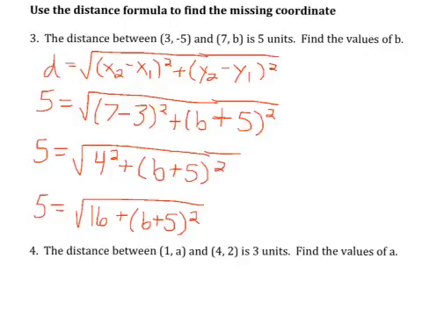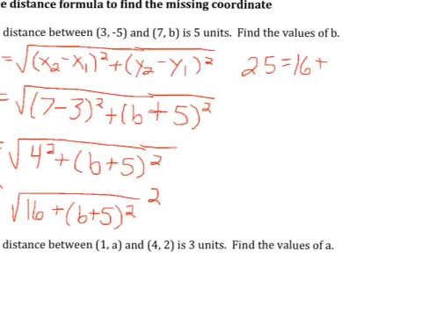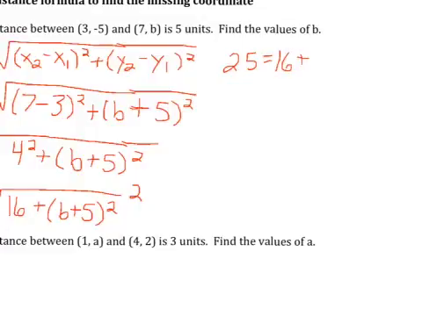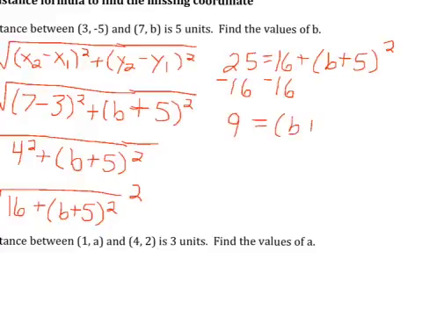All right, so now we need to solve for b. We need to isolate b. The first thing I'm going to do is square both sides to get rid of that square root. So I have 25 equals 16 plus (b plus 5) squared. And let's subtract 16. So now I have 9 equals (b plus 5) squared.